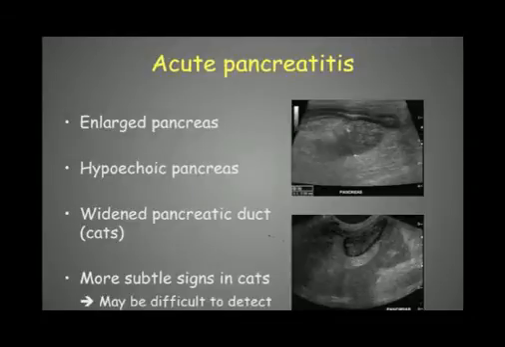In cats we can see sometimes that the pancreatic duct will be widened, but that's not always the case. We have to keep in mind that in cats the signs will be much more subtle on ultrasound, and sometimes we won't detect the acute pancreatitis on ultrasound of cats. So it can be very difficult to interpret the ultrasonographic examination of the pancreas in cats.